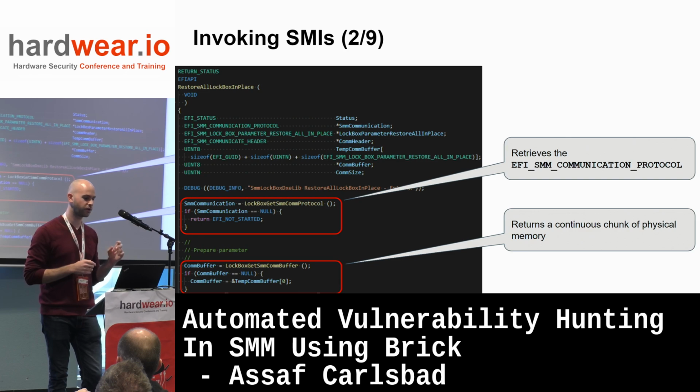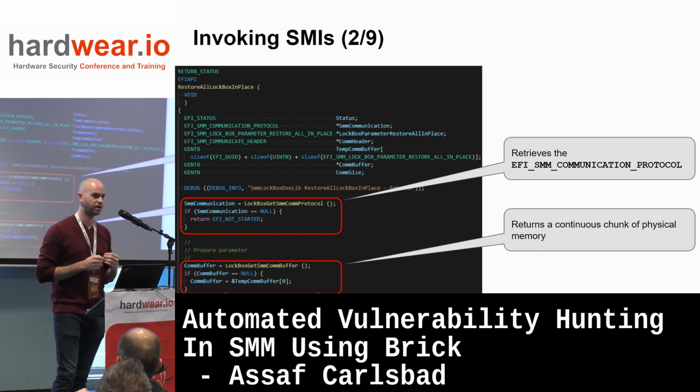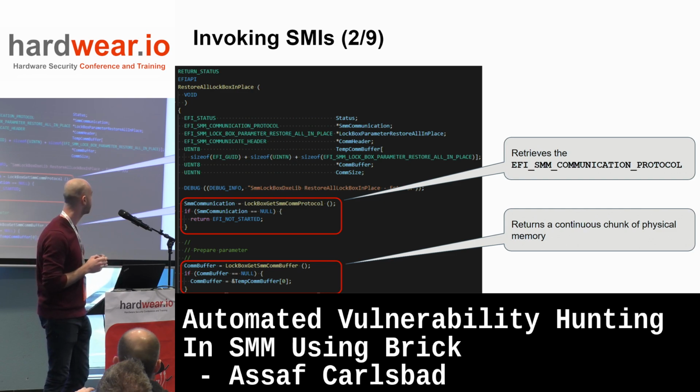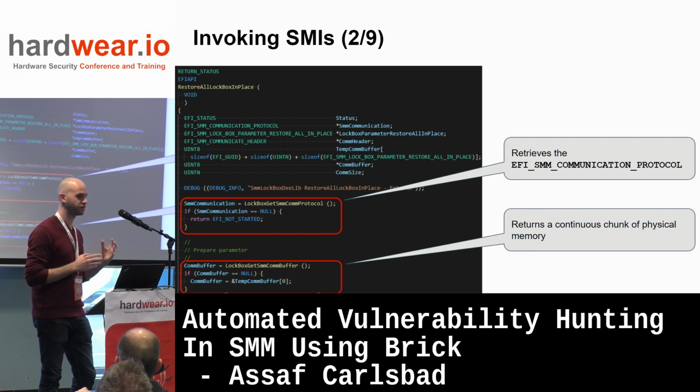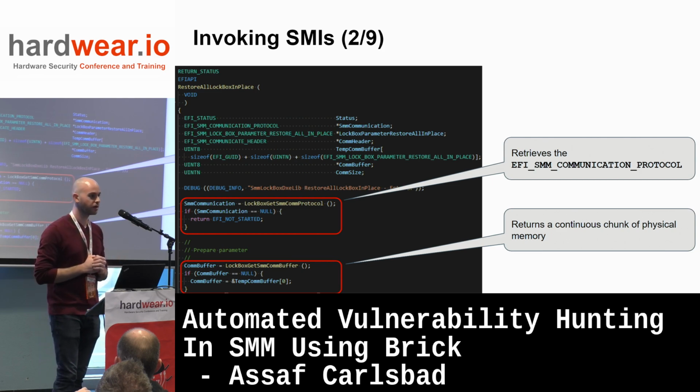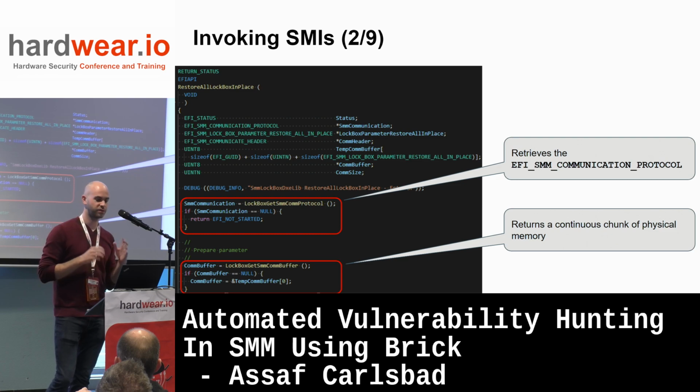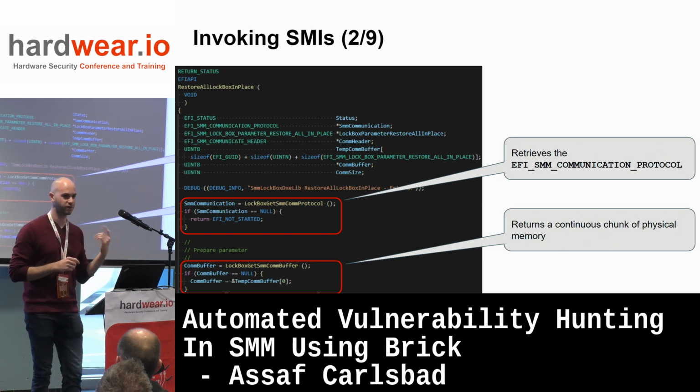So in UEFI, all the communication, all the interaction between non-SMM code and SMM code is mediated via a dedicated protocol called the EFI SMM communication protocol. So that means any code that wants to trigger these SMIs must first retrieve an instance of that protocol. Afterwards, the code allocates what is known as a communication buffer, or CommBuffer for short. This is just a region of physical memory that will be used in order to pass arguments to the SMI handler and get back some of the results.